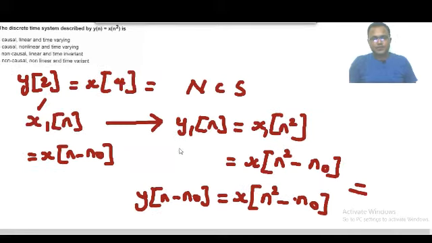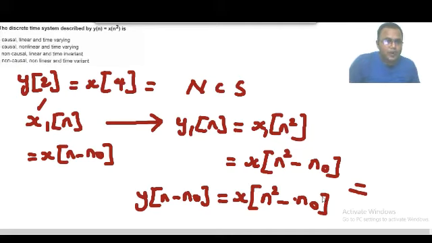See, so output is equal to y1 of n. Let me assume x1 of n is some delayed version, which is x of n minus n naught. So therefore here also x1 of n square means in place of n we need to write n square. Similarly y of n minus n naught. We know y of n is equal to x of n square, but y of n minus n naught is equal to x of n square minus n naught. So therefore these both are equal. So blindly we can say it is a time invariant system.